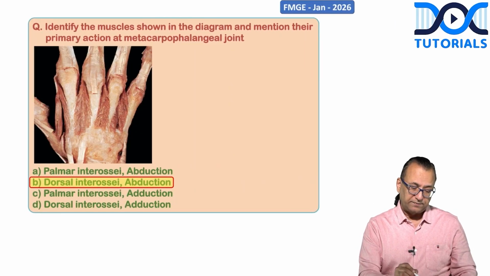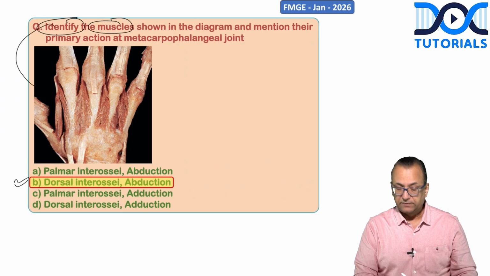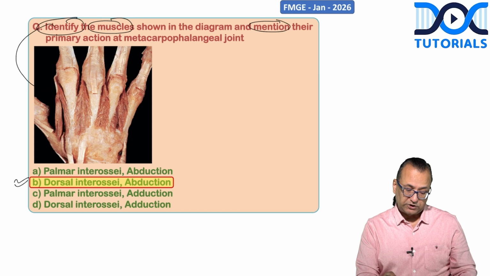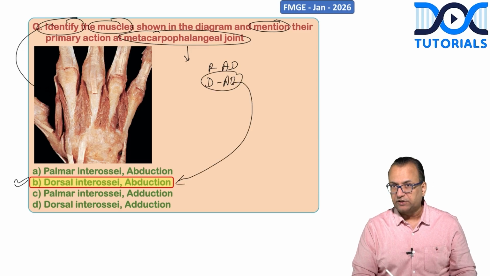So what is the answer then? The question is asking to identify the muscle. Because they are bipinnate, we will say dorsal interossei. Then what is the action at the metacarpophalangeal joint? Of course, palmar for adducting the finger, dorsal for abducting the finger. So our answer will be abduction.